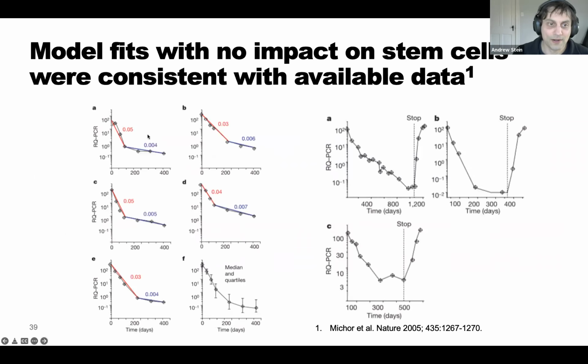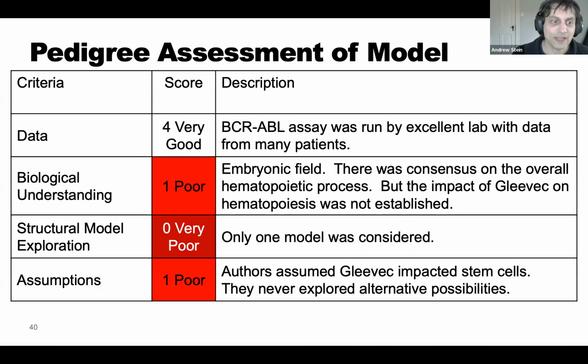What was seen was that the model did a great job describing the data. Here are 5 individual patients and then a summary. You see this biphasic trend, and the model predicted a rapid relapse because there was no effect on the stem cells. And for these 3 patients that were followed for 1 to 3 years on therapy, the model also predicted a relapse. So it described the data well. And if we think of this in terms of the pedigree table, the data that went into this was very good.